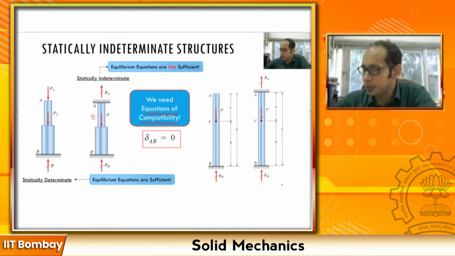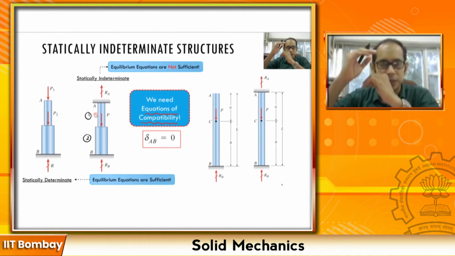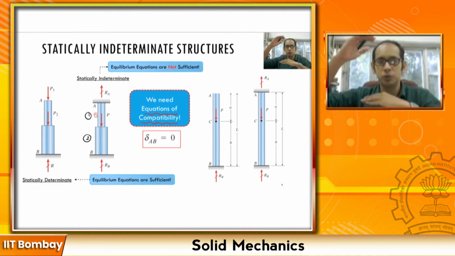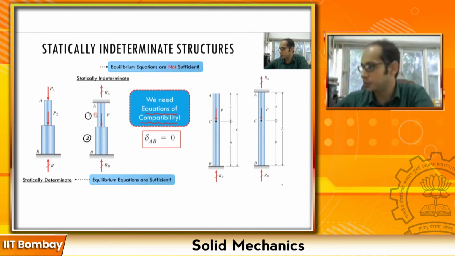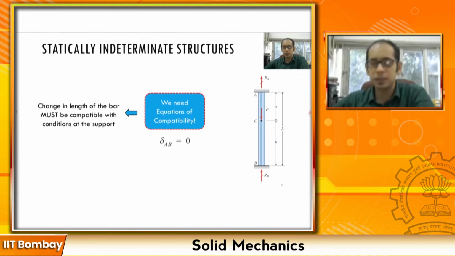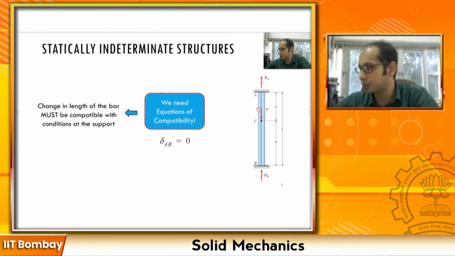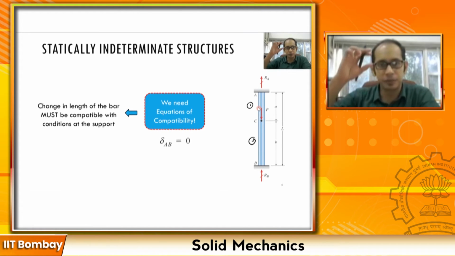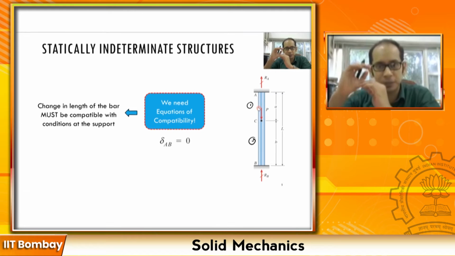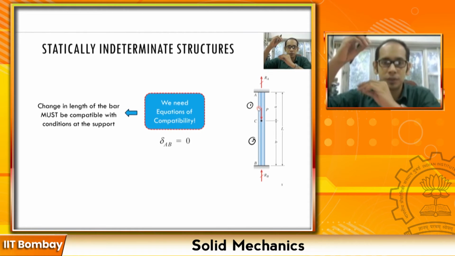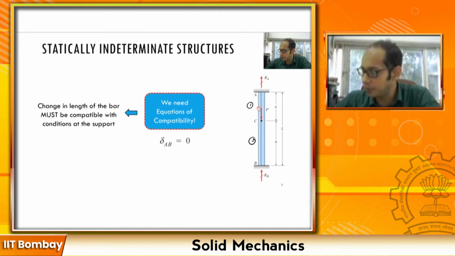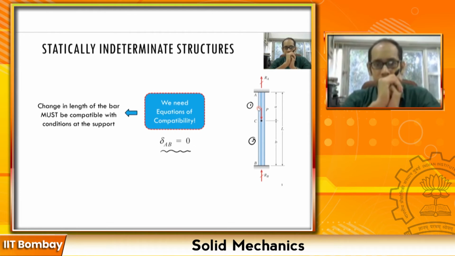If I mark this particular part 1 and this part 2, they may have some internal shiftings and rearrangement, but if you look at the whole structure from A to B, that overall deformation needs to be 0. In other words, the deformations of the individual members, part 1 and part 2, may have some internal shiftings, but the overall deformation A to B, delta AB, must be equal to 0.